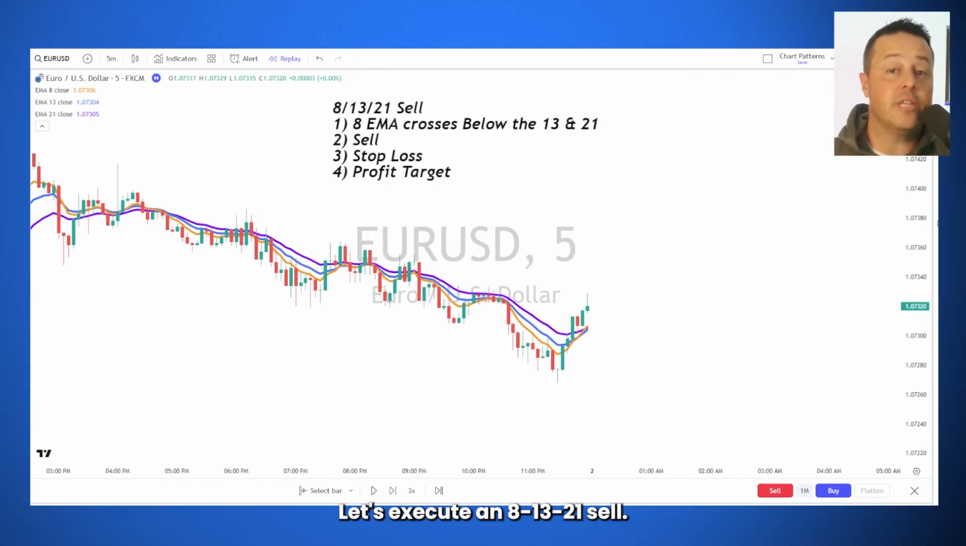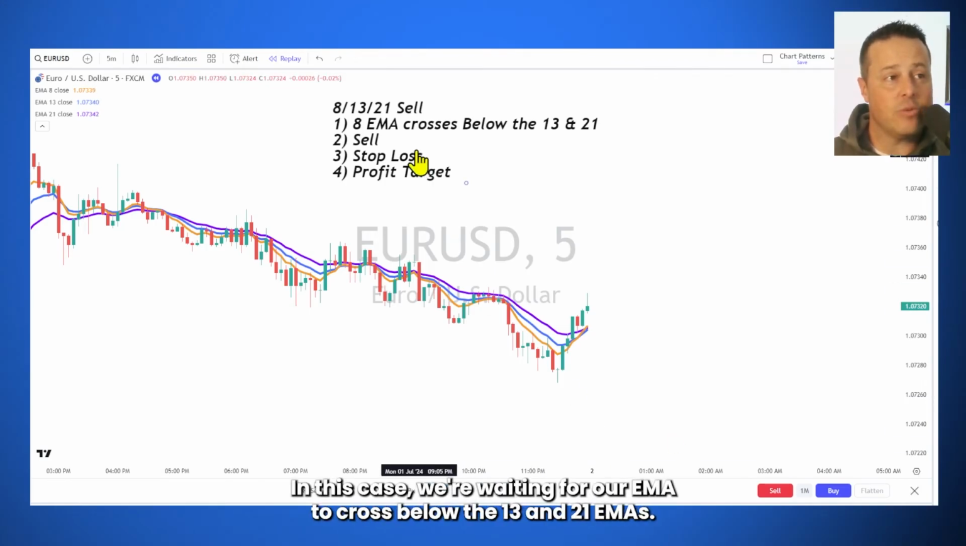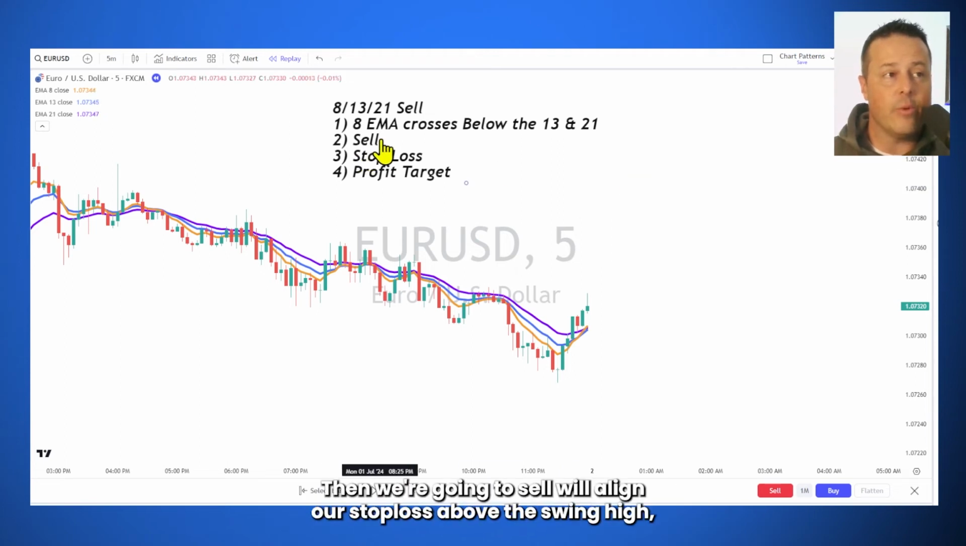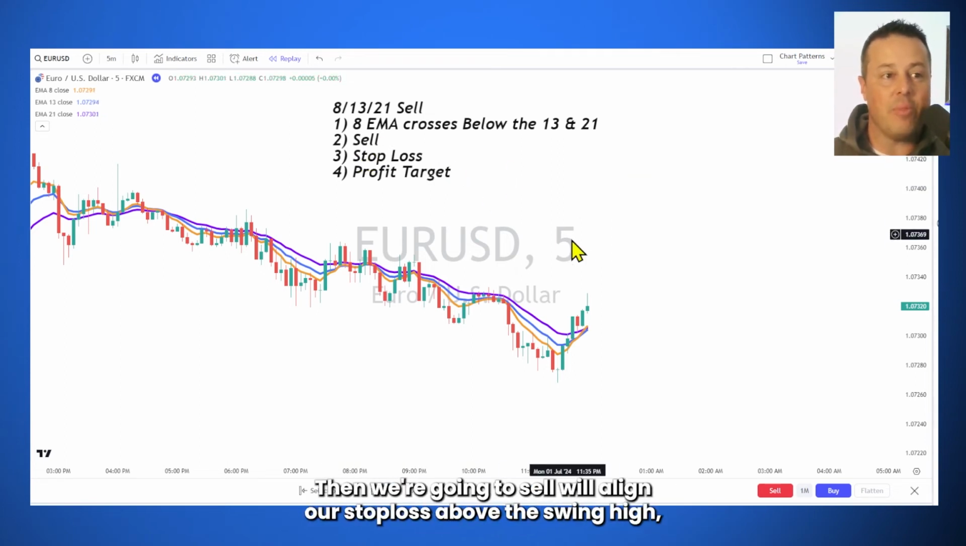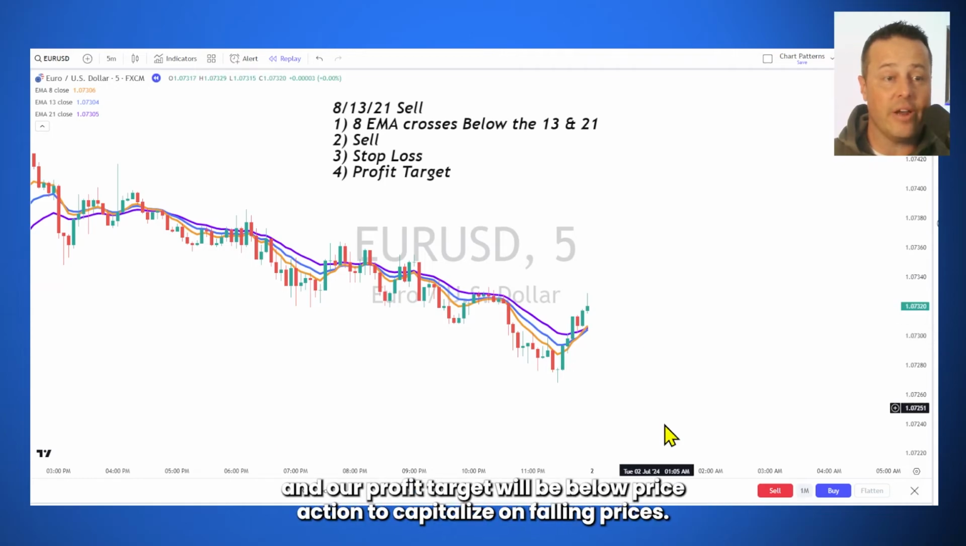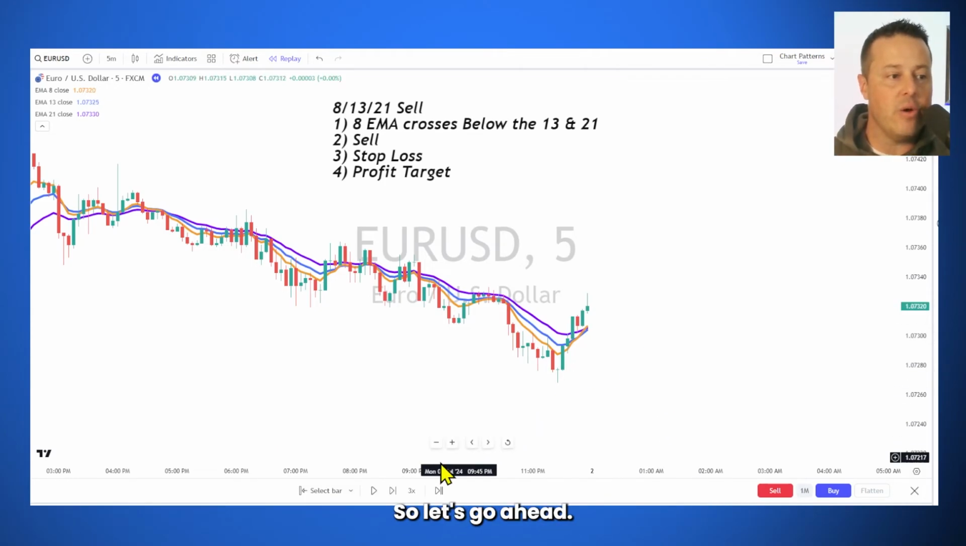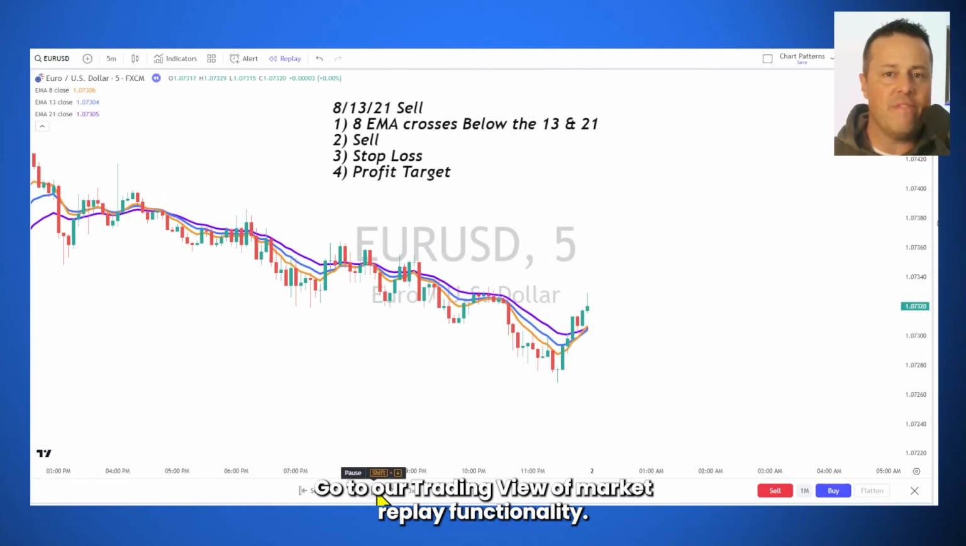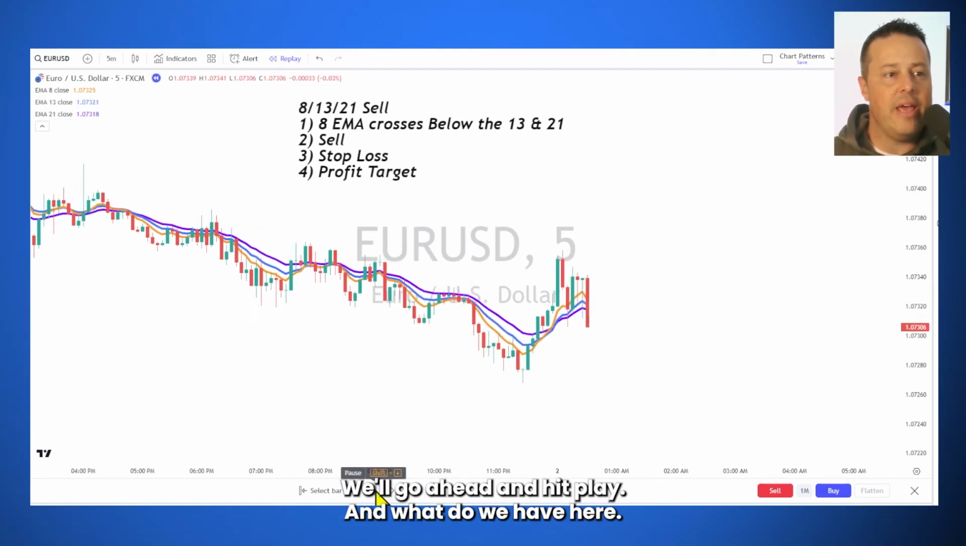Let's execute an 8-13-21 sell. In this case, we're waiting for our 8 EMA to cross below the 13 and 21 EMAs. Then we're going to sell. We'll align our stop loss above the swing high, and our profit target will be below price action to capitalize on falling prices. So let's go ahead, go to our TradingView market replay functionality. We'll go ahead and hit play, and what do we have here?